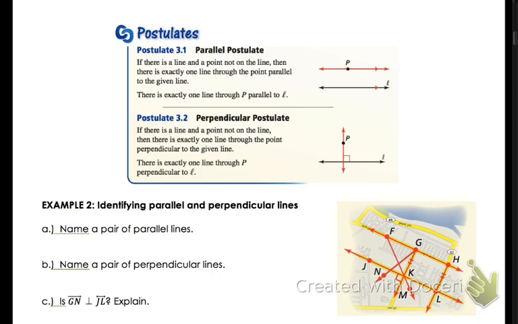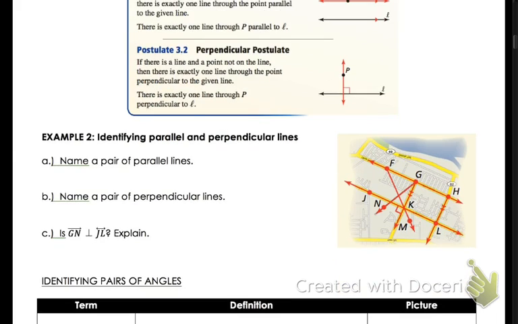Any other way that you would have drawn it, it would be at a slightly different angle, and therefore they would have intersected eventually. The perpendicular postulate says the exact same thing, that there is only one way to draw a line that is perpendicular to that red line. Again, if it were to go at any other angle, it would no longer be 90 degrees, and therefore it would no longer be parallel.